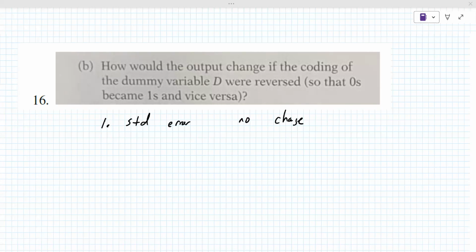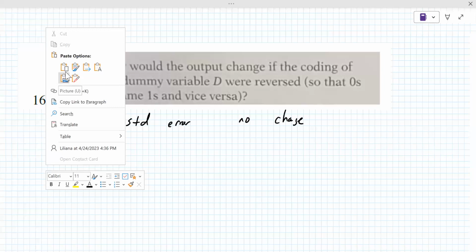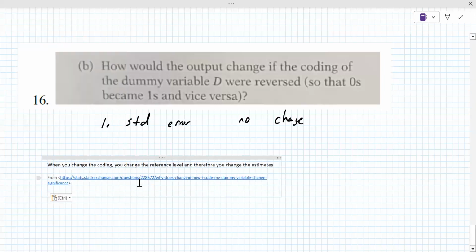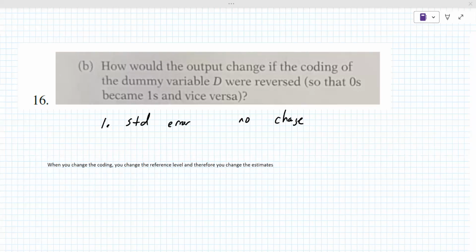The only words I'm finding still don't really answer the question. This is from Stack Exchange, but it just says when you change the coding, you change the reference level, and therefore you change the sign of the estimates. Okay. Let's see if I can find another one.